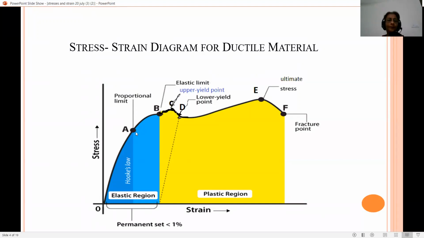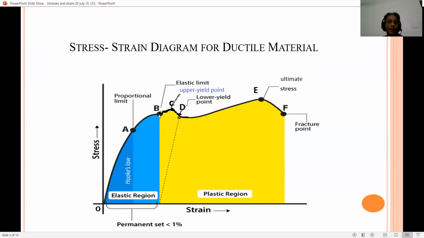Beyond point A, if we further increase tensile load, then stress and strain both will increase, and material will behave in such a way that after removal of the external load, material will regain its size and shape back. So point B is elastic limit and this range is elastic region. In elastic region, material will regain its original size and shape.